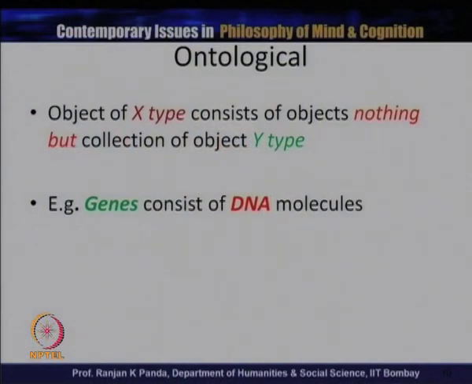Ontological reduction argues that objects of type X consist of nothing but a collection of objects of type Y. And Searle gives an example of genes: genes consist of DNA molecules. Now, if gene is one type of phenomenon and DNA is another type of phenomenon, then if somebody says, no, gene is nothing but DNA, once we talk about the DNA structure, the molecular structure of DNA, then we can determine what the functions are happening at a particular level called gene.